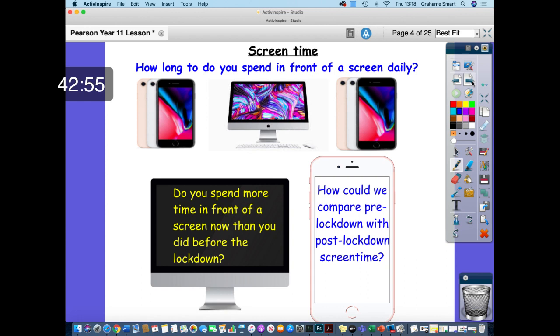Okay, I want you to have a think though about these two questions. The first one is, how much time do you spend in front of a screen on a daily basis, so every day? And by screen, I'm not including TV in that. I mean, I'm thinking phone, laptop, desktop type computers. So computers and phones basically is what I'm asking for. So just to define that. And how could you compare pre-lockdown screen time with post-lockdown screen time? So how's that changed? And how could you measure that change between pre-lockdown and post-lockdown? So what maths could you use that you know already that could help you with that? Okay, just take a minute and have a think about that for me.